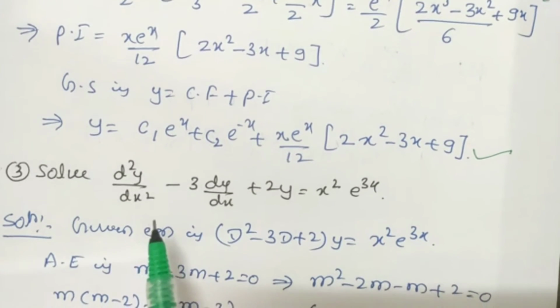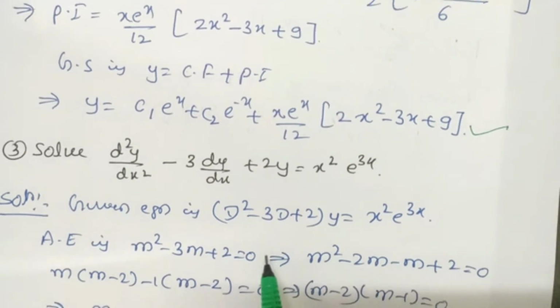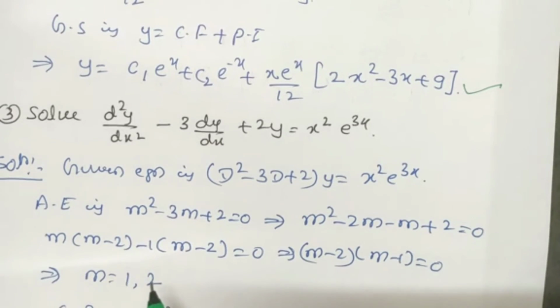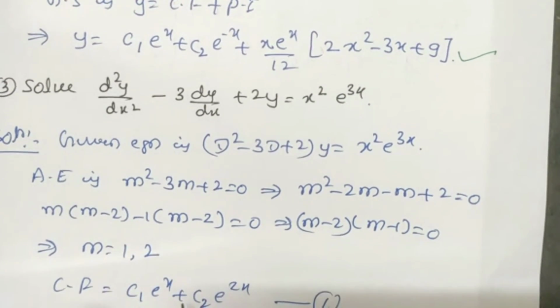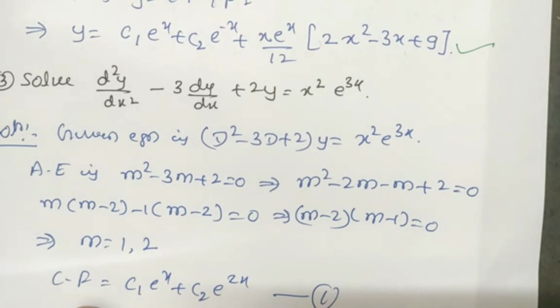So first you write this one as (D² − 3D + 2)y = x² e^x. Auxiliary equation: m² − 3m + 2. Factorize this and you will get the roots m = 1 and 2. The complementary function is c1 e^x + c2 e^(2x). Take this as equation number 1.